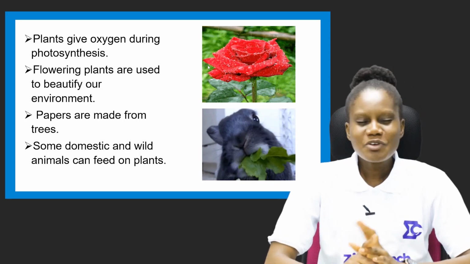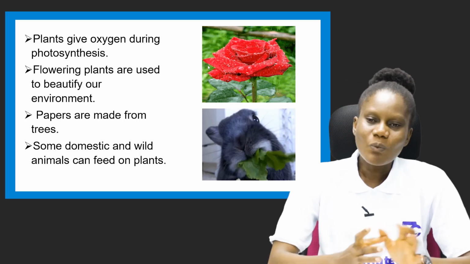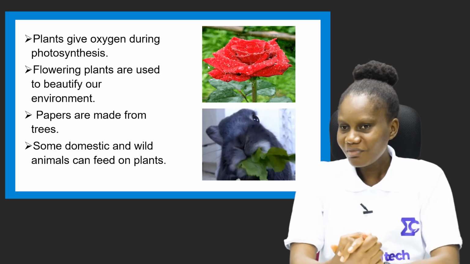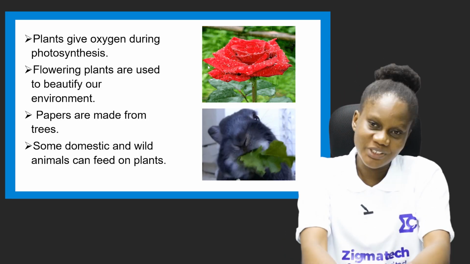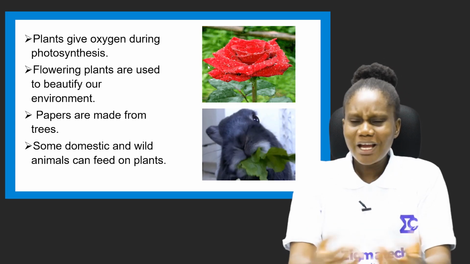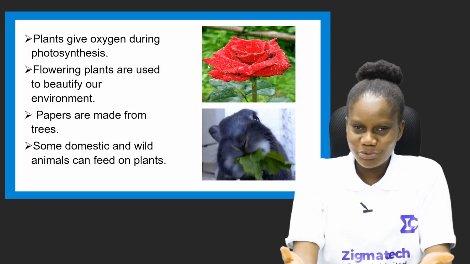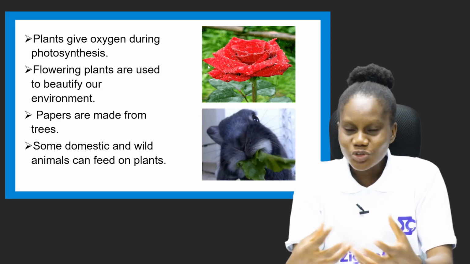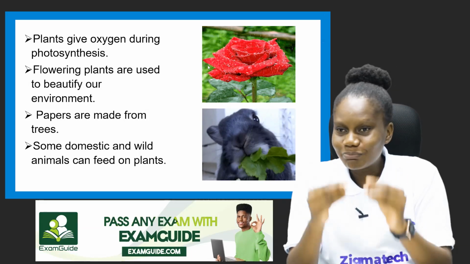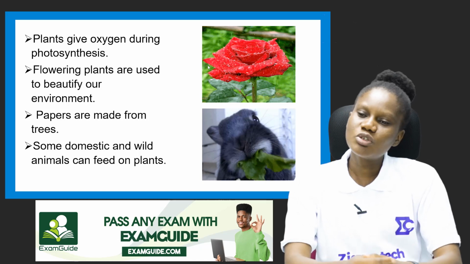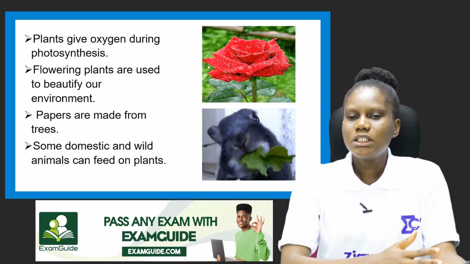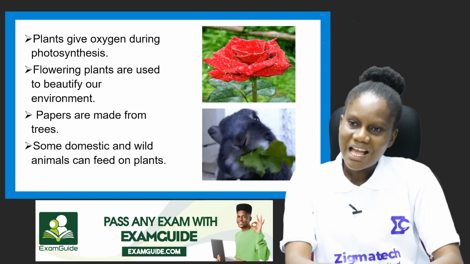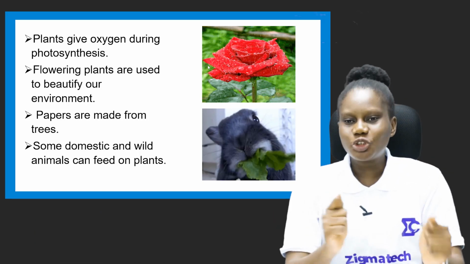Next is paper. If you remember our question, what material is paper made from? Paper is made from trees. You might be thinking, what is the relationship between trees and paper? Those white sheets you see, and you see trees with brownish bark. When they take the trees to the industries, they are used to make paper. So our paper is made from trees.